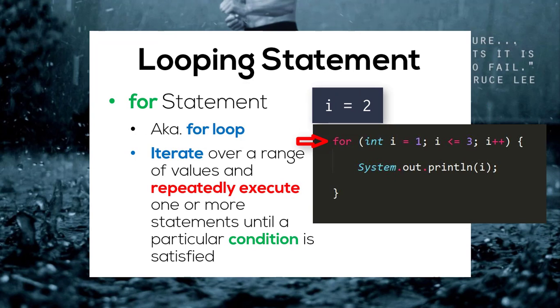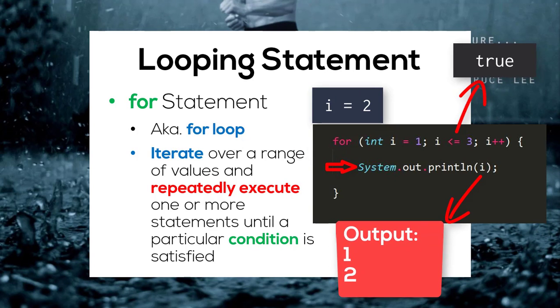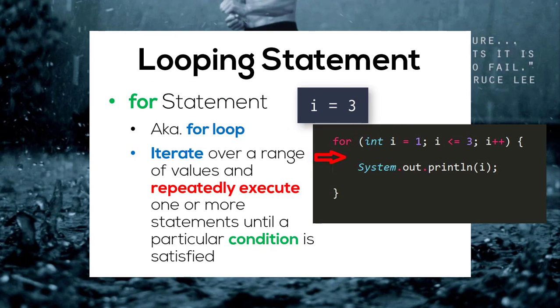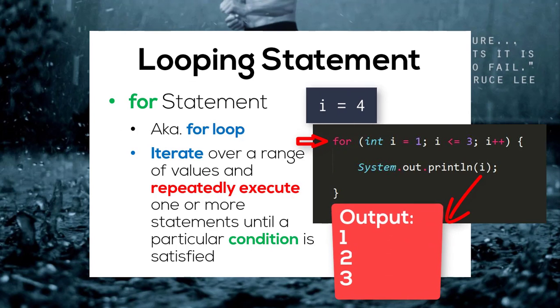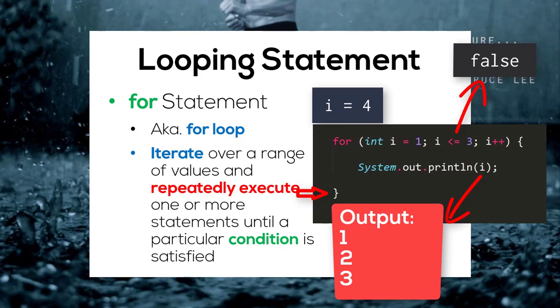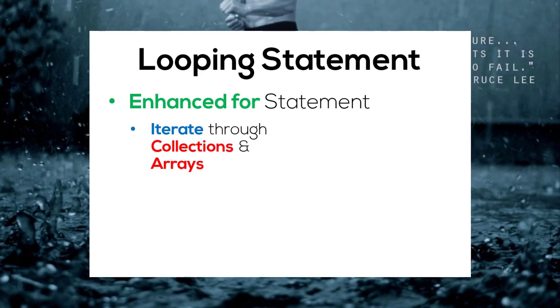And since i is still less than or equal to 3, the value of i will again be printed on the screen. This process will continue until the condition or termination expression evaluates to false. Other than the ordinary for statement, Java programming also provides us with another form of for statement, which is what we call the enhanced for statement.